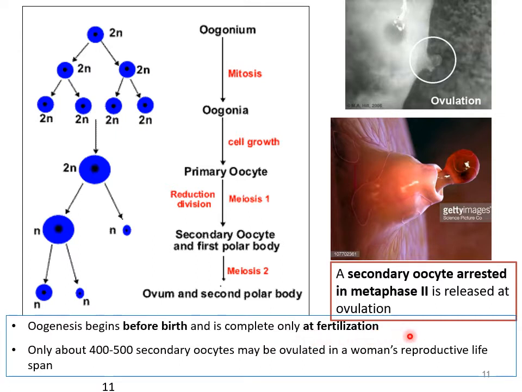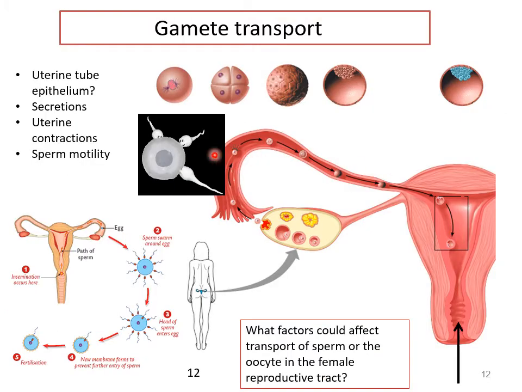So one cycle of oogenesis begins before birth and is complete only if fertilized, only at fertilization. In a lifetime a woman doesn't have 400, 500 children, so the majority will degenerate at whatever stage they were developing. And these pictures just show ovulation, how that oocyte surrounded by its different cells will be released. We will see more about ovulation in the next lecture. Okay. So I hope you understand the concept of meiosis 1 and meiosis 2 in oogenesis. If you still have doubts, you can ask.